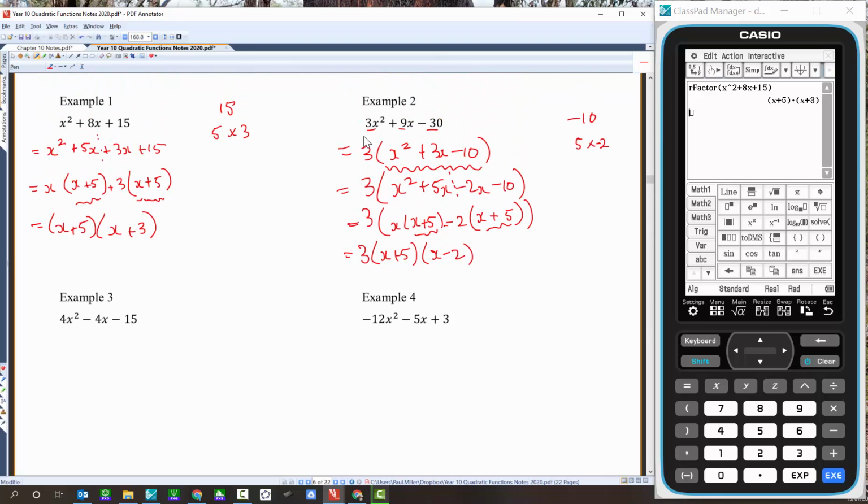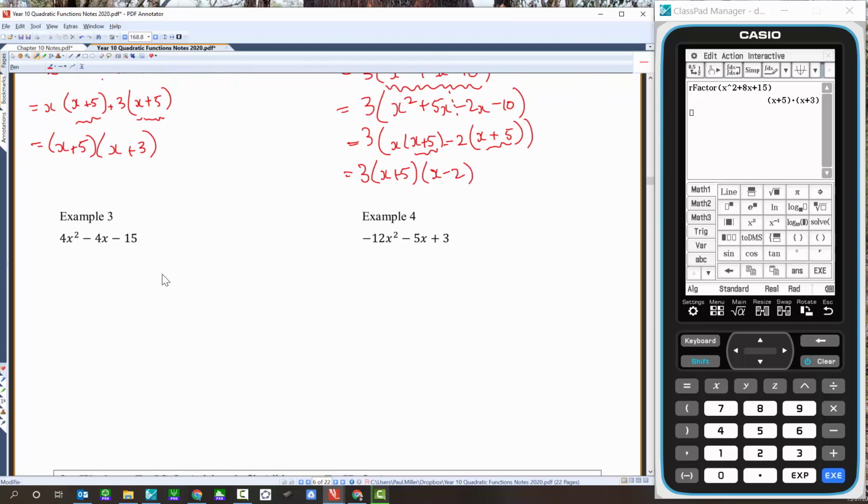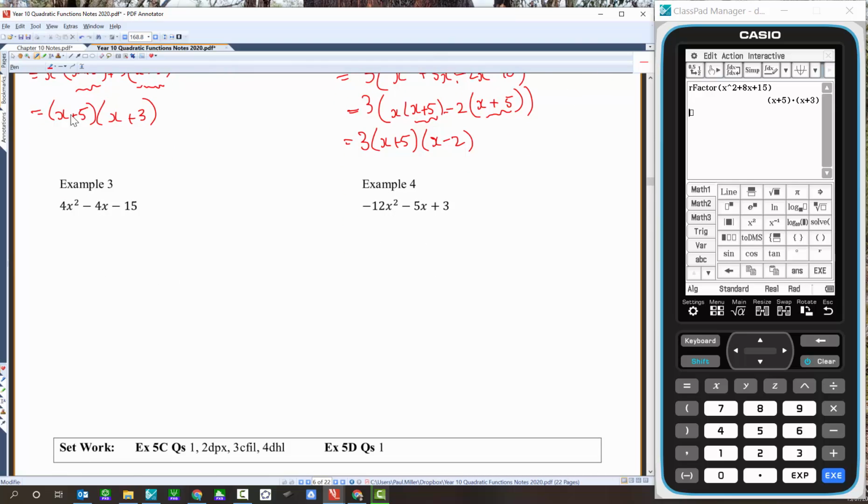So is this one here. But let's attempt this one. What we're going to do with this is go 4 times negative 15, which is negative 60. Now I have to think of things that, when multiplied together, equal 60, and keep in mind that negative 4x is the term I'm trying to make when I add or subtract. So I think it's going to involve 10 times 6.